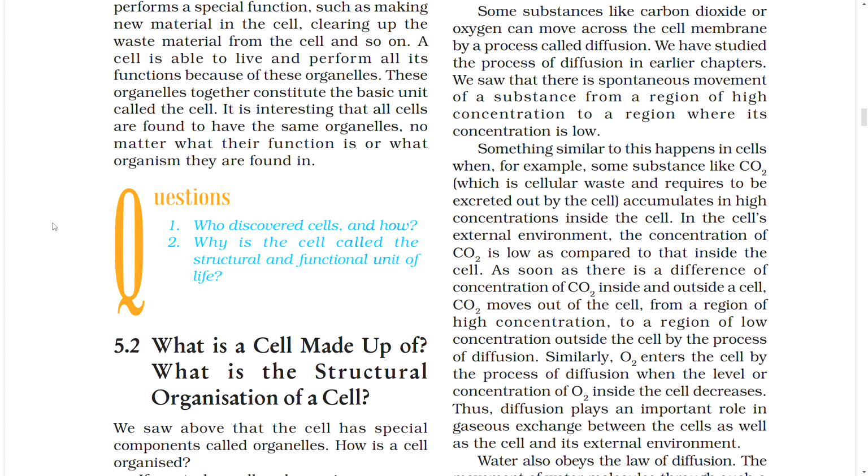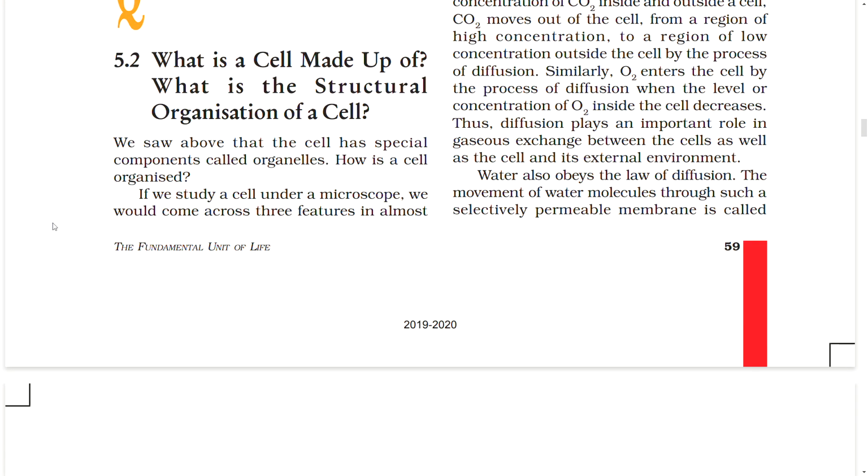As soon as there is a difference of concentration of carbon dioxide inside and outside a cell, CO2 moves out of the cell from a region of high concentration to a region of low concentration outside the cell by the process of diffusion. Similarly, O2 enters the cell by the process of diffusion when the level or concentration of O2 inside the cell decreases. Thus, diffusion plays an important role in gaseous exchange between the cells as well as the cell and its external environment. Water also obeys the law of diffusion.